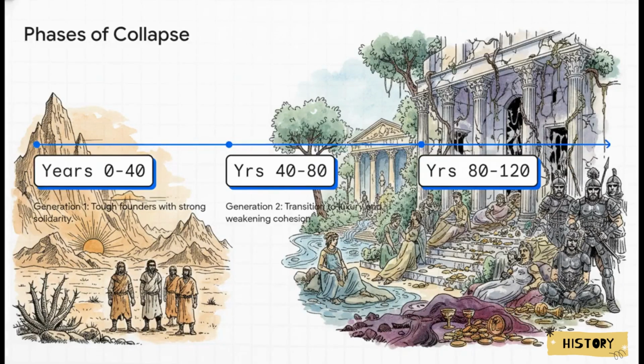And this brilliantly illustrates the exact timeline of a collapse. Let's walk through it. Generation 1, from year 0 to 40, are the tough founders. They remember the harsh desert, they retain their bravery and their strong Asabiyyah.